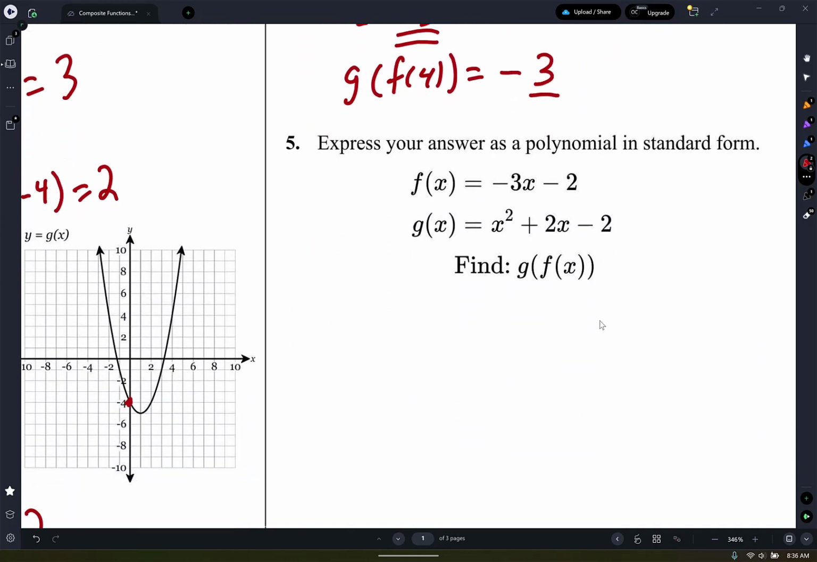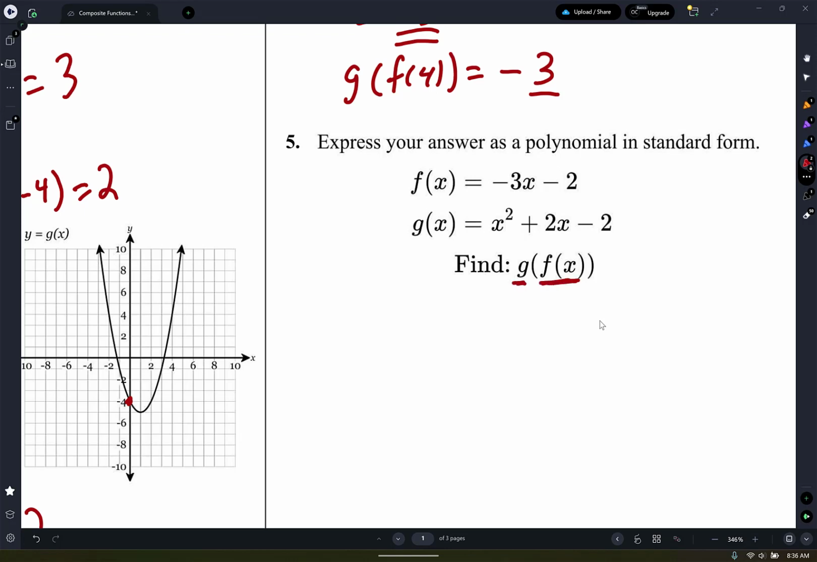This one right here, notice they just said express your answer of the polynomial in standard form. So they want a polynomial. Polynomial means x squared plus x plus some number. So I'm going to insert f of x into g. So we're going to insert f of x into g. So I have g of -3x minus 2. So wherever I have an x, I'm going to insert -3x minus 2.